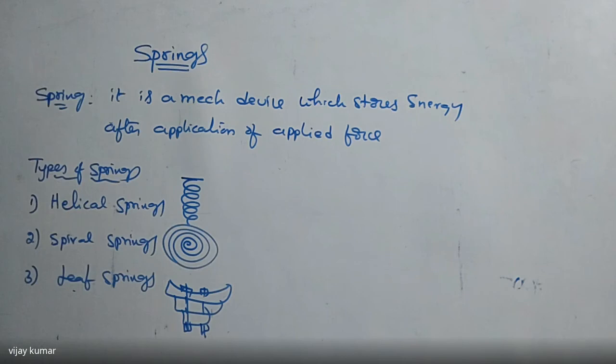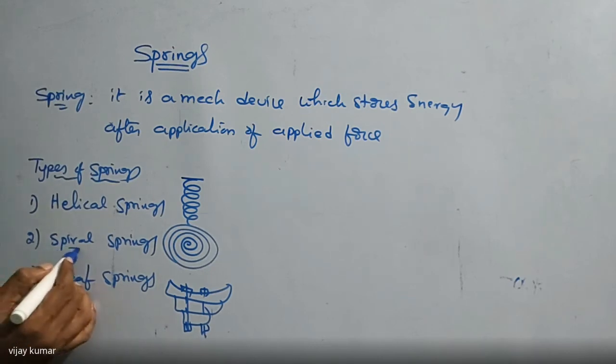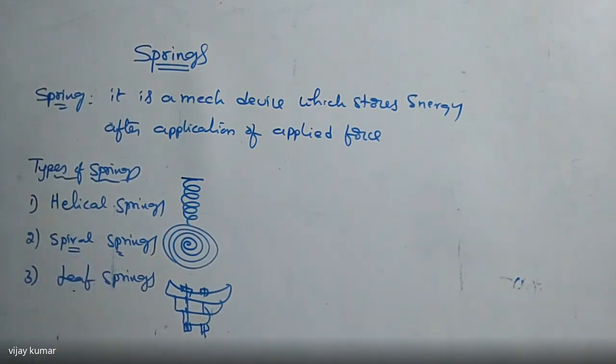For most of the cases, we are using the helical springs, but especially for heavy loads, we are using leaf springs. Heavy loads means in case of four-wheeler, six-wheeler, eight-wheeler, 10-wheeler, 20-wheeler, which carry heavy loads. So we are going to use leaf springs also. And spiral springs we can use in toys, to operate the toys also. So these are the types of springs here.